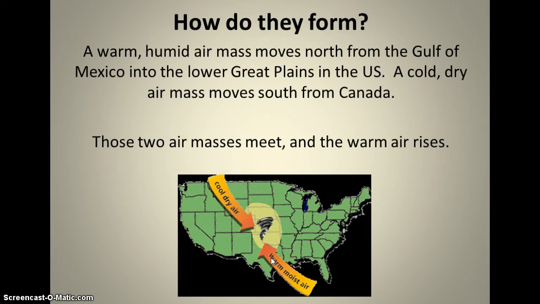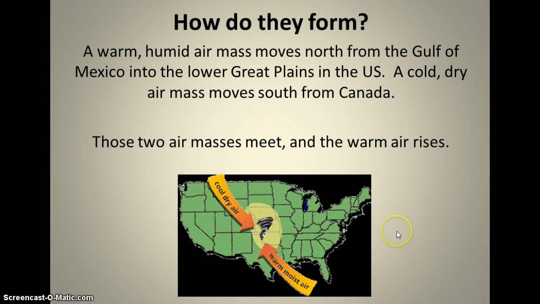Well, we kind of talked about this a little bit in class, but a warm, humid air mass moves north from the Gulf of Mexico. So here we are, more like this, in St. Louis. Okay, so the air mass is coming from down here in the Gulf, moving north, and it's warm, bringing moist air. And then a cold, dry air mass is moving from this way, from Canada, moving south.